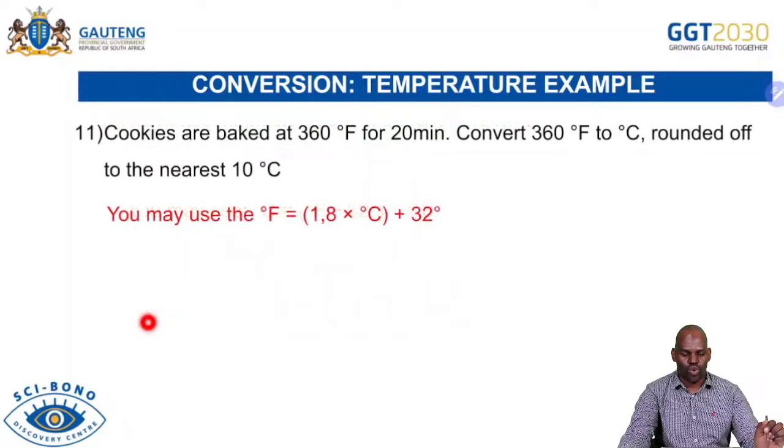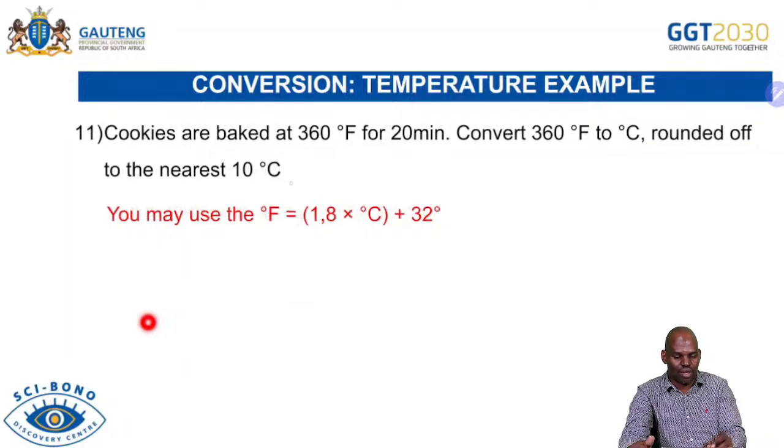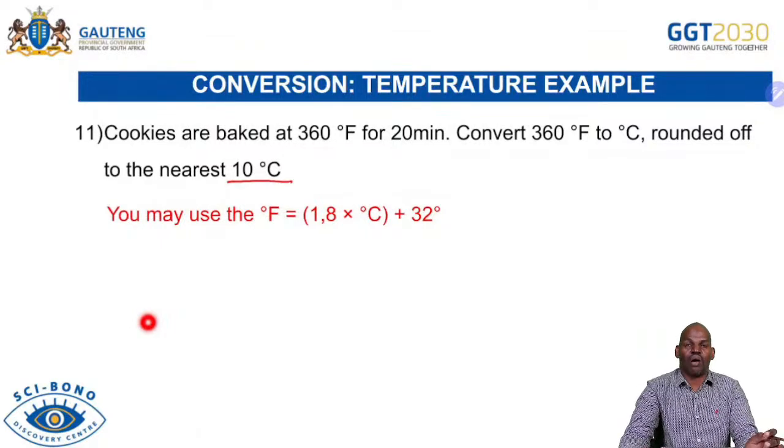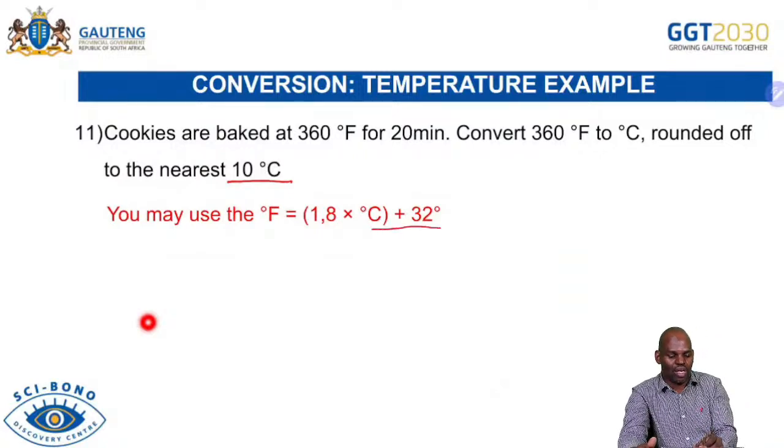Okay, so the next question is: cookies are baked at 360 degrees Fahrenheit for 20 minutes. Convert 360 degrees Fahrenheit to degrees Celsius, rounded off to the nearest 10 degrees Celsius. But look at the formula that is given.